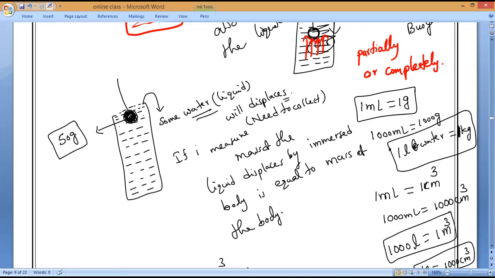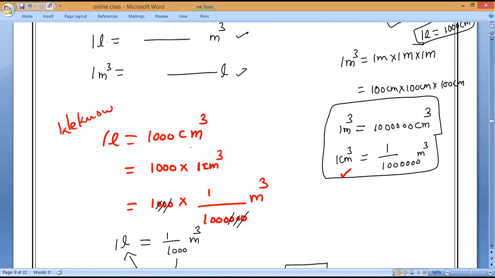All of you should remember: the weight of the liquid displaced by the immersed portion of the body, because the body may partially immerse or completely immerse, doesn't matter, is equal to the total weight of the object. That is what we call the Archimedes principle. Is it okay, guys? Yes, sir.